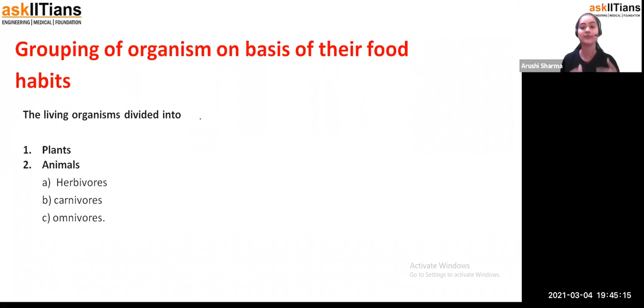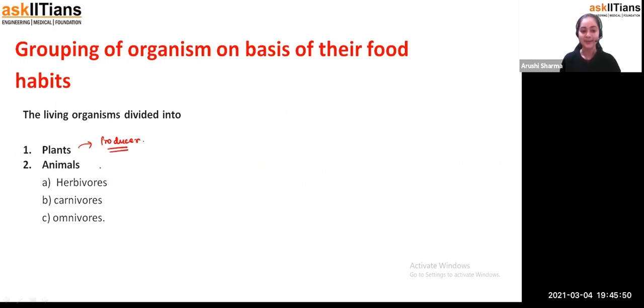Now, how have we divided them? On the basis of their food habits. Fine, students, so these are the divisions, but how we are dividing them, we'll see that part. We have two types: autotrophs and heterotrophs. Plants are those living organisms that produce food for themselves and for us as well, for animals and human beings, so we call them producers.